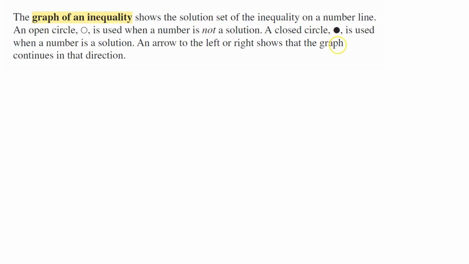An arrow to the left or right shows that the graph continues in that direction, left being to the less than side and right being to the greater than side. Interesting that the arrow on the left is a less than sign, and the arrow on the right facing arrow is a greater than sign.